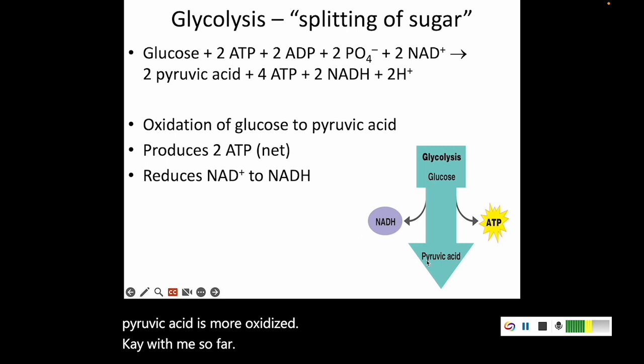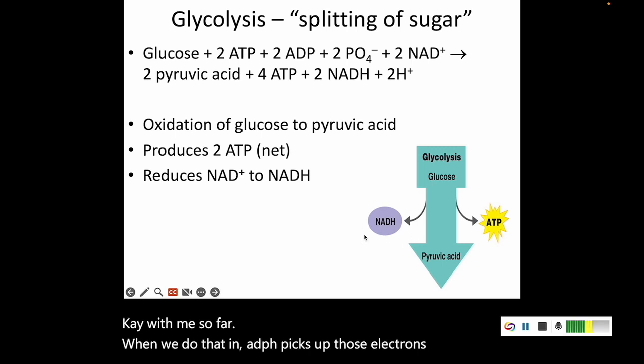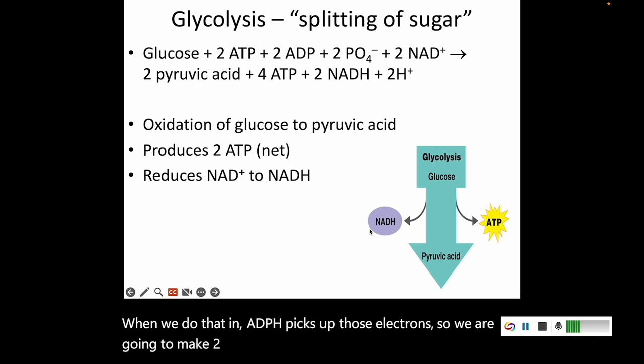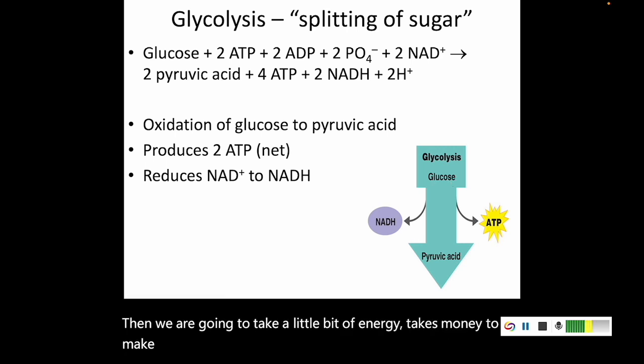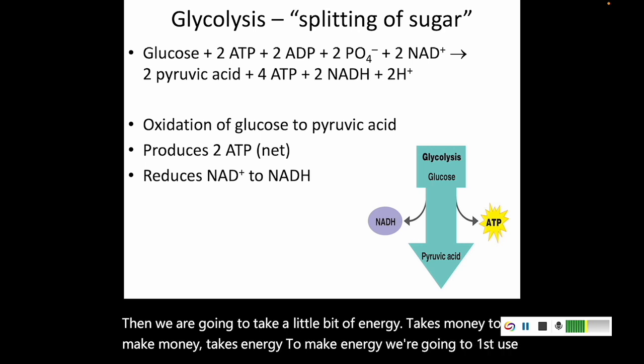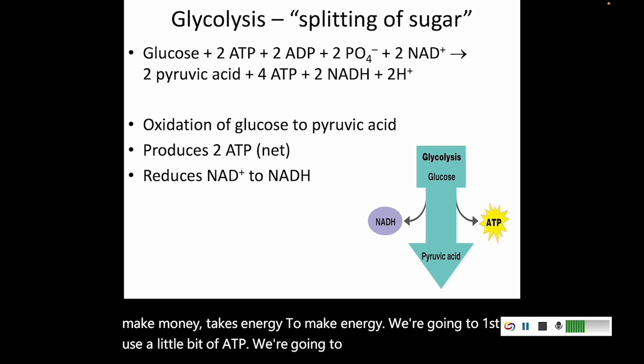When we do that, NADH picks up those electrons. So we are going to make 2 NADH. Okay? Then we are going to take a little bit of energy. Takes money to make money, takes energy to make energy. We're going to first use a little bit of ATP. We're going to burn 2 ATP.